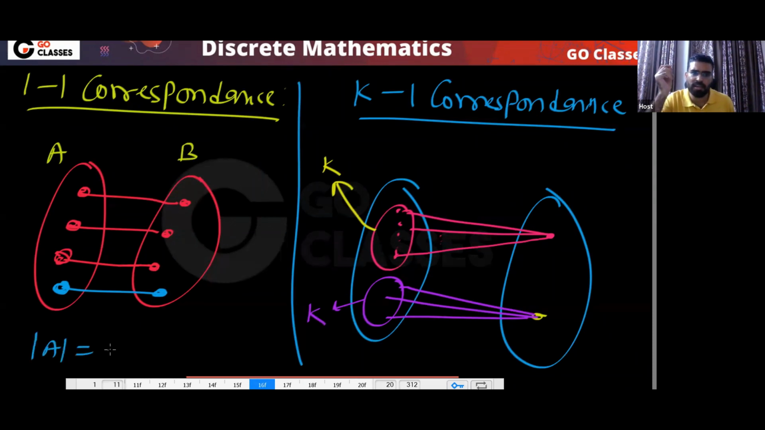What can you say about their cardinality? Set A cardinality is equal to set B cardinality. And what can you say about their cardinality here? Set A, set B. Think and tell me. What can you say about their cardinality here?